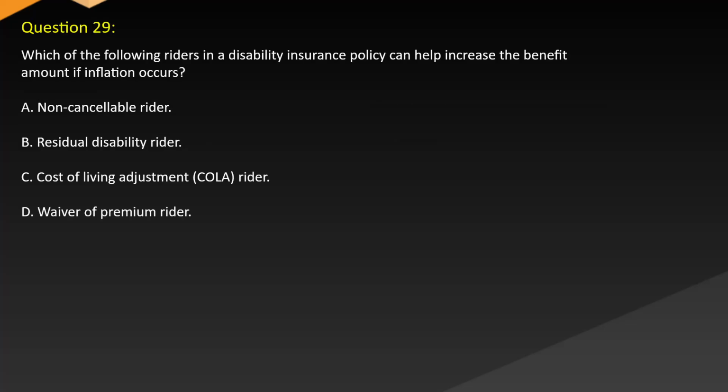Question 29. Which of the following riders in a disability insurance policy can help increase the benefit amount if inflation occurs? A. Non-cancelable rider. B. Residual disability rider. C. Cost of living adjustment (COLA) rider. D. Waiver of premium rider.